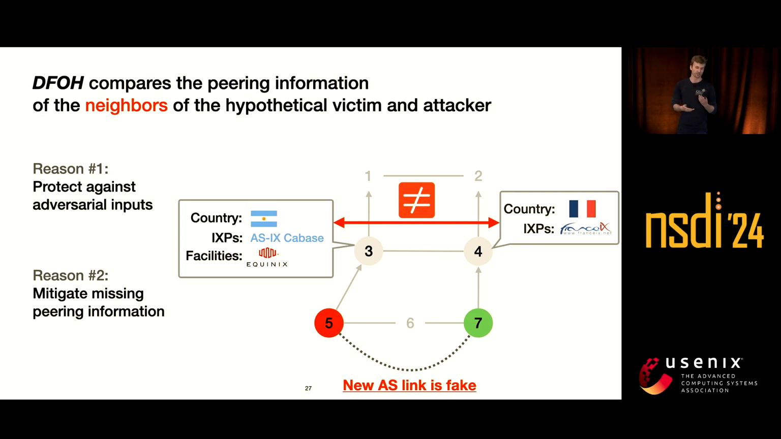For instance, here we will compare the peering information of 3 and 4, the neighbors of 5 and 7 respectively. And if they have very dissimilar peering information, for instance, if they are in different countries, if they connect to different IXPs, or if they are in different facilities, it's a sign that 5 and 7 are not supposed to directly peer together.